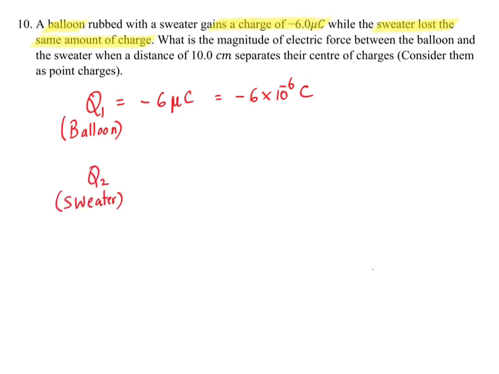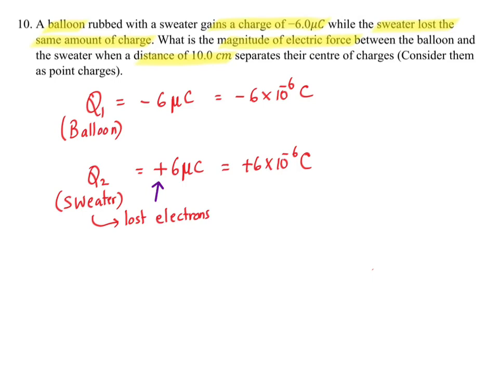That means the sweater's charge will also be exactly the same, but it will be positive because it lost electrons. Then we convert micro and write it as 10 to the power negative 6. What is the magnitude of electric force between the balloon and the sweater when a distance of 10 centimeters separates their centers of charge? So the distance is 10 centimeters. We convert centimeters to meters. We get that as 0.1 meter. It's important to note the units. It should be in meters.